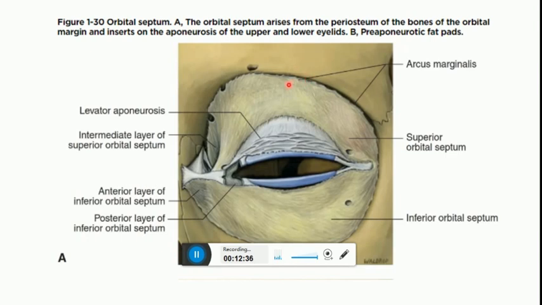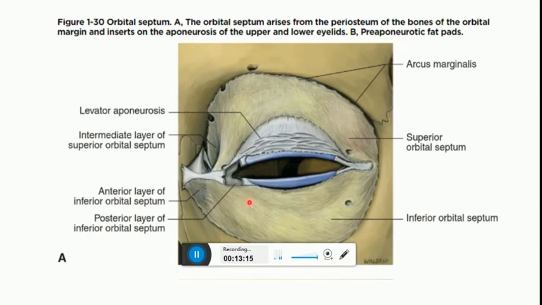Superiorly, you can see the septum is attached firmly to the periosteum of the superior half of the orbit margin at the arcus marginalis. So this is the septum. It then passes medially in front of the trochlea and continues along the medial margin of the orbit, along the margin of the frontal process of the maxilla and onto the inferior margin of the orbit.